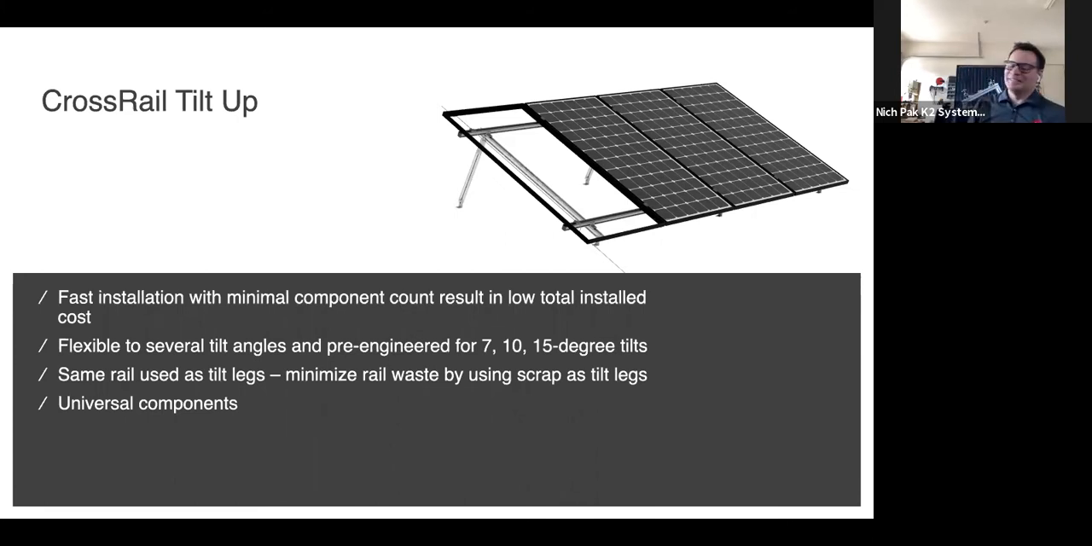So with the CrossRail Tilt Up system, you get the flexibility of using the rail itself as the substructure for tilting it at multiple different degrees. We offer 7-degree, 10-degree, and 15-degree tilts. I have a sample behind me so I can show you a little bit closer with the camera, but let's go ahead and go over it.